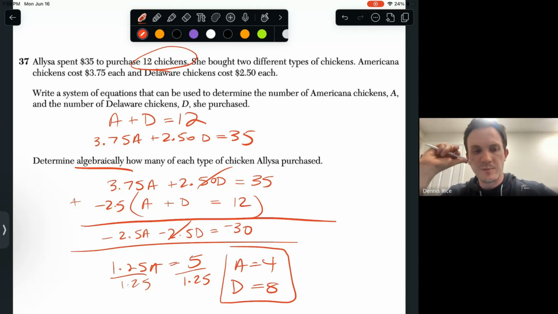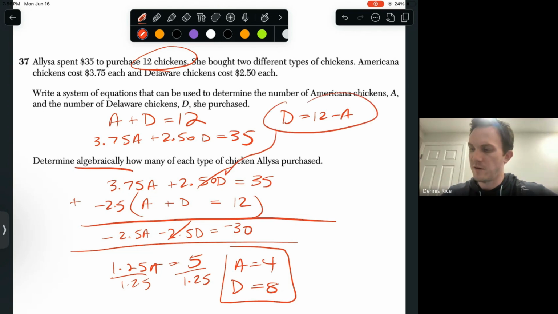What are some other options for how you could have solved this? You could have multiplied by negative 3.75. Again, you could have done substitution. How you do it doesn't matter. In the substitution route, let me replace D with 12 minus A. Things to be careful of with elimination that people make mistakes with: signs, messing up a positive or negative, forgetting that 12, for example, also got multiplied by negative 2.5.